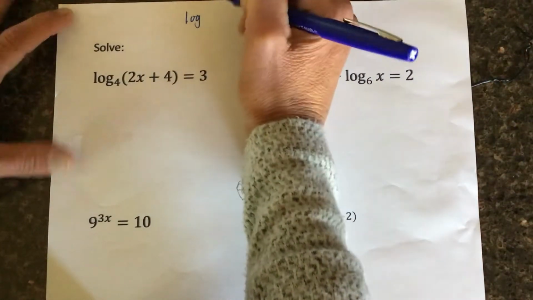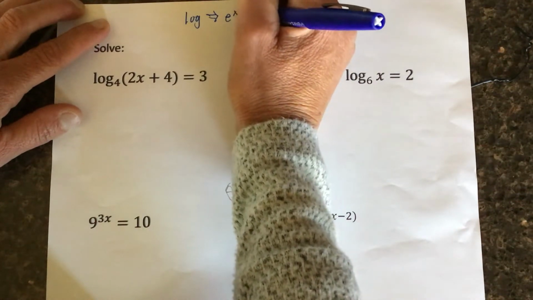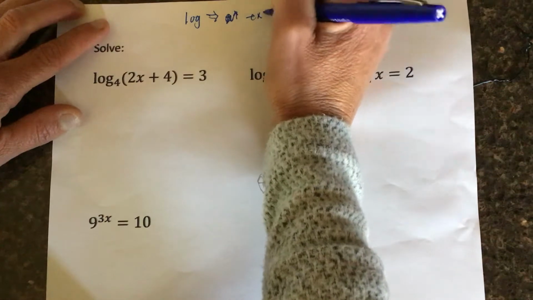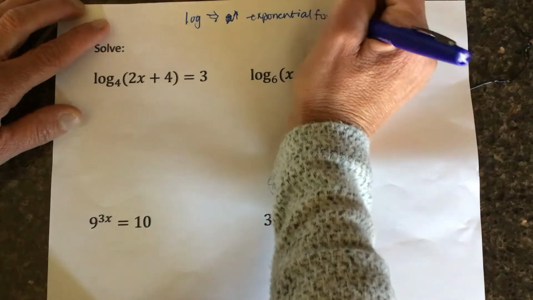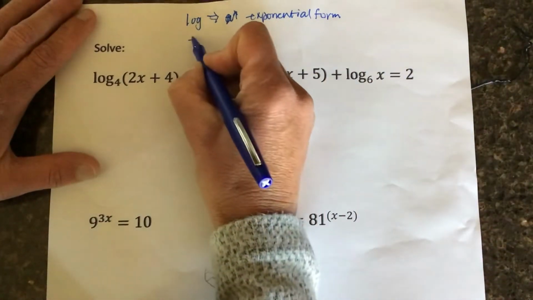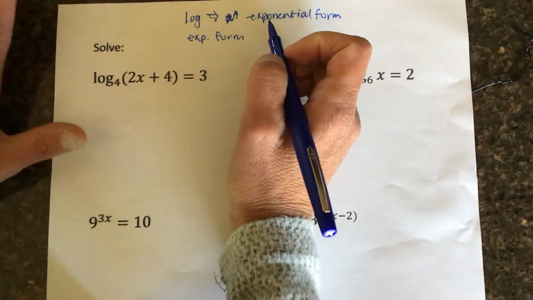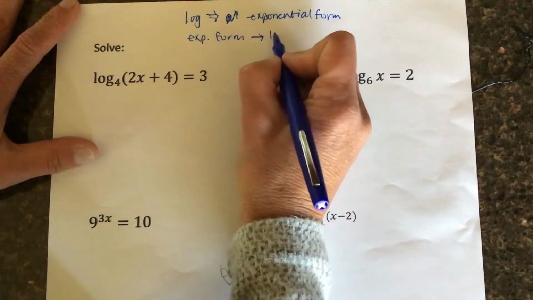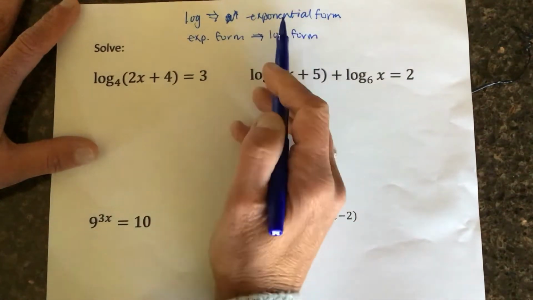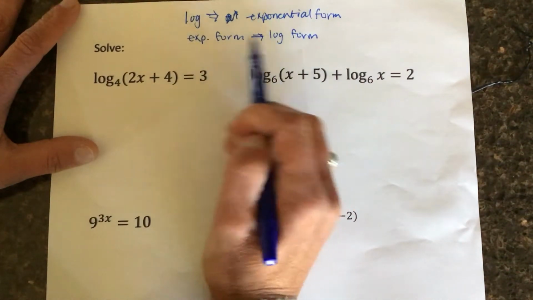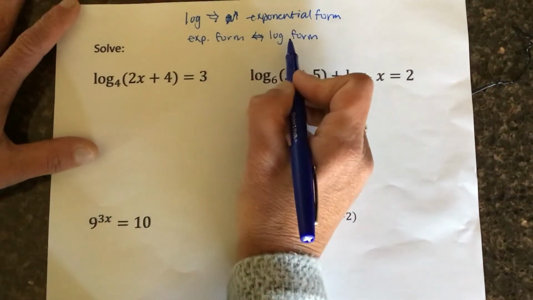If it has a log in it, you want to get rid of the log by writing it in exponential form. If it is in exponential form, then what you need to do is either get the bases to be the same or get it in log form. So essentially, you have this exponential form and logarithmic form, and you're going to go back and forth between the two. If it's like this, you want it like this. If it's like this, you want it like this.